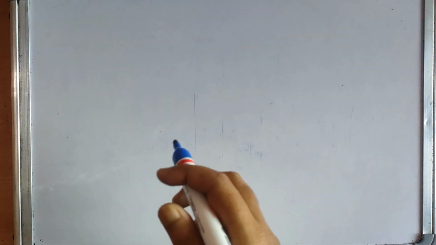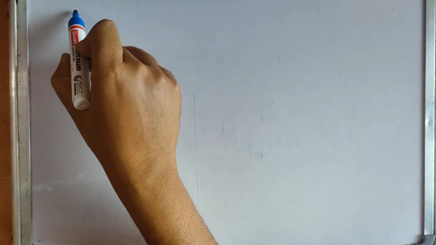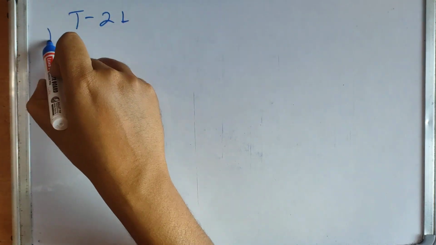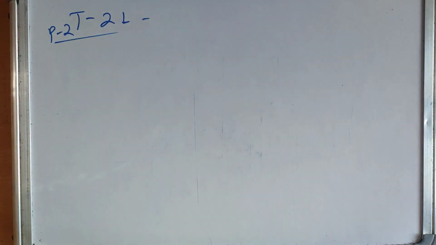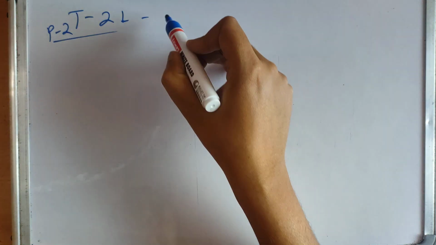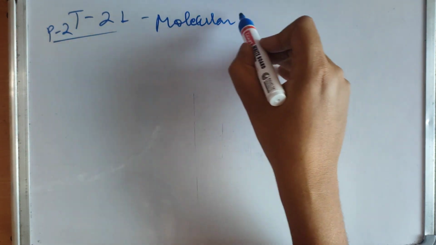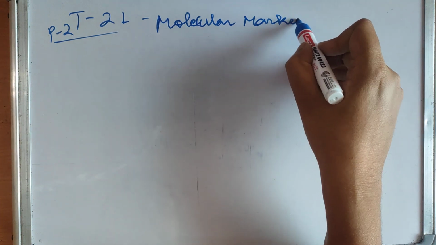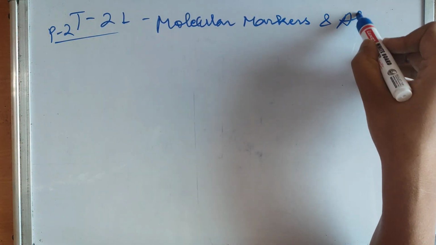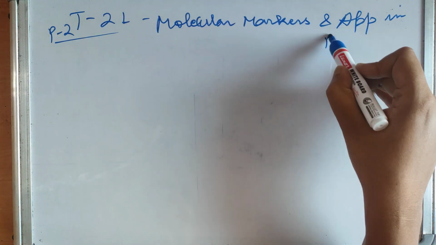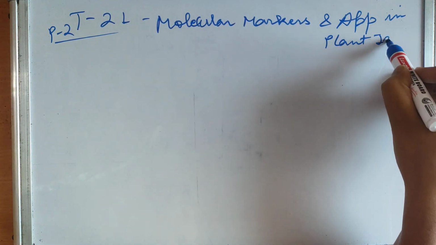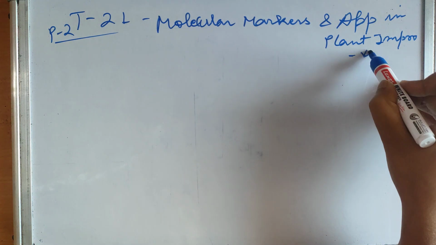So today we are going to do topic 21 of paper 2. Here we are going to discuss molecular markers and their application in plant improvement.